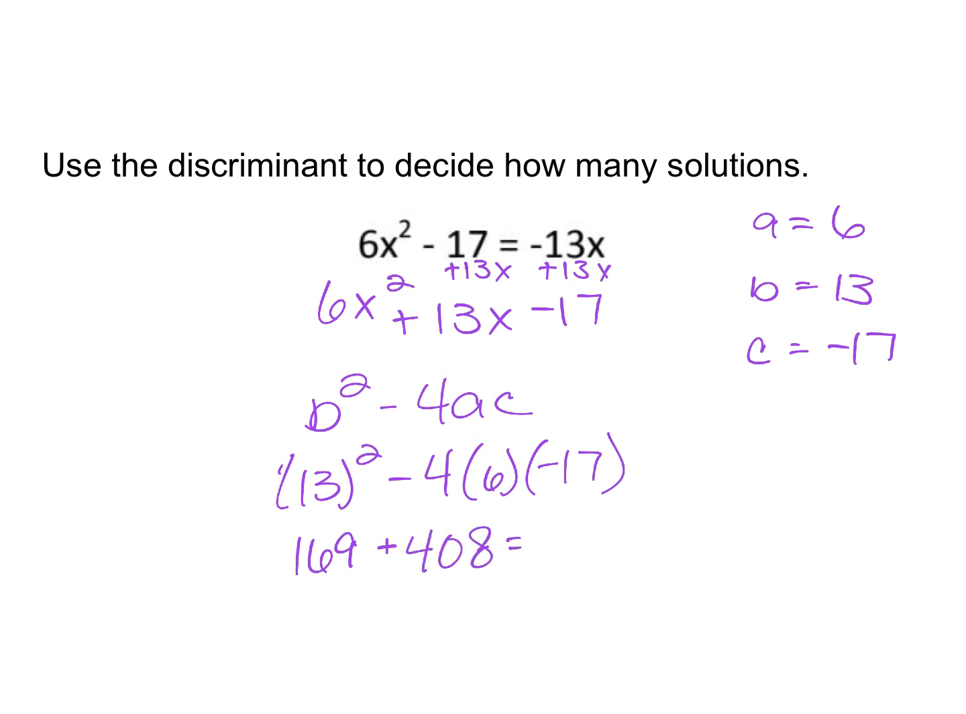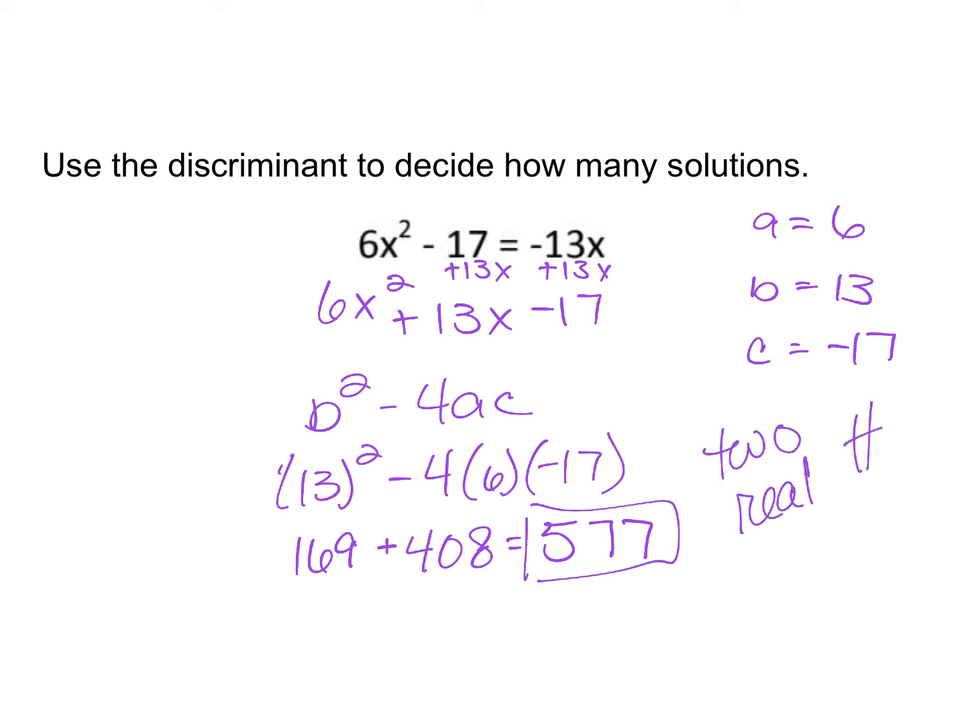So this is a giant number. So plus 169, now we are at 577. So once again, we have two real number solutions. Again, if you wanted to graph these instead, that's fine, but a graph like this, you're going to have to zoom either in or out, probably in, to see those solutions.